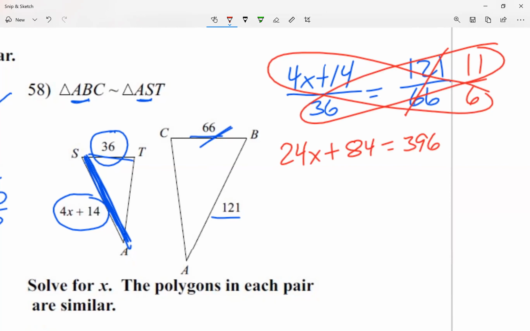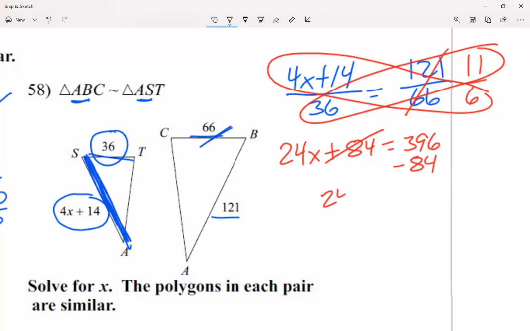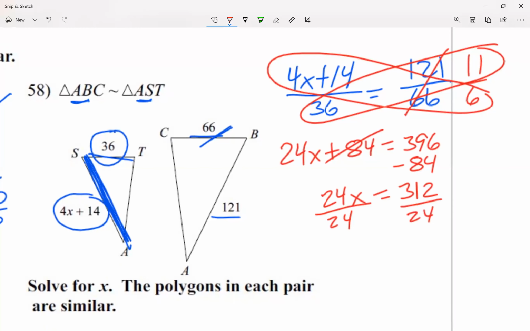396. Okay. Now this plus 84, I'm going to move it to the other side as a minus 84. Don't forget to switch the sign. So that's going to give me that 24x equals 312. Now let me divide both sides by 24. X equals 312 divided by 24 happens to be 13. All right, so X is equal to 13.